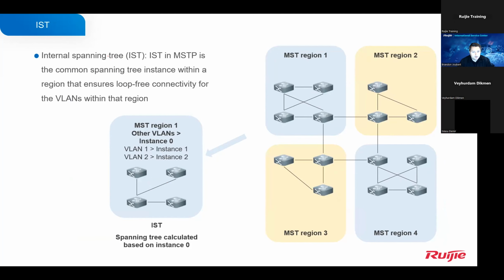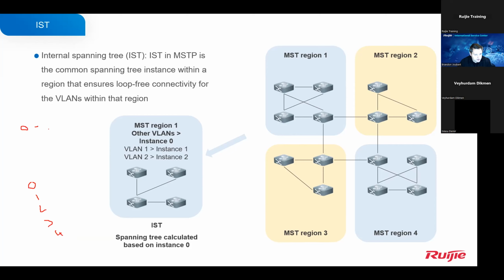Internal spanning tree in multiple spanning tree is a common spanning tree instance within a region to ensure loop-free connectivity for the VLANs within the region. All that this means is that you can configure your instances. You can configure instance 1, 2, 3, and 4, for example, but there's always an instance 0. And instance 0 looks like this.